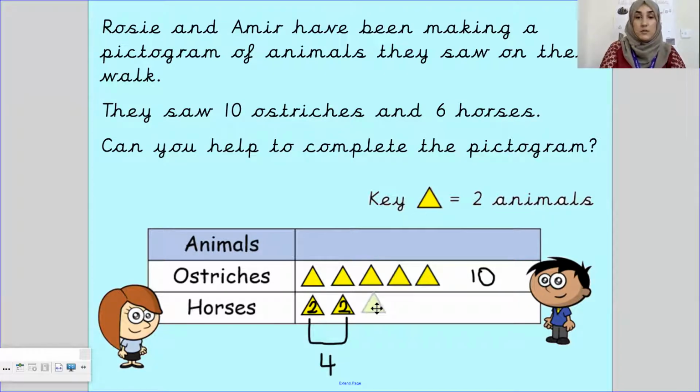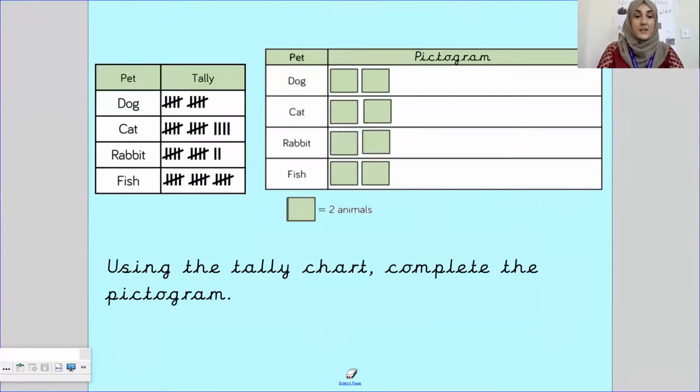Here we go, 2 more, and now this makes, it's not in line. Remember, in a pictogram, it has to be in line. There we go. So now I've got 2 more, and all together that makes 6. Well done. We have successfully completed this pictogram. Fantastic. Okay, now we're going to do the same for this one right here.